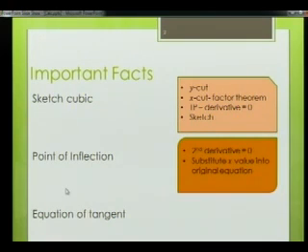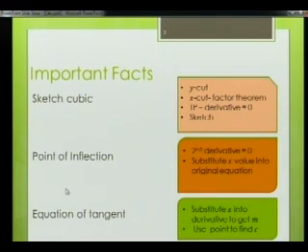Lastly, they very often ask us for the equation of the tangent, and in order to determine the equation of the tangent, it is a line, a tangent, so therefore I substitute x, the value that they are going to give me, into the derivative in order to find m. Once I have m, I can then use that value x to find the y coordinate, and I use that point to find the value of c, and the equation of the tangent becomes y equals mx plus c. So in short, we are going to sketch the graph. The point of inflection is important, as well as the equation of the tangent.